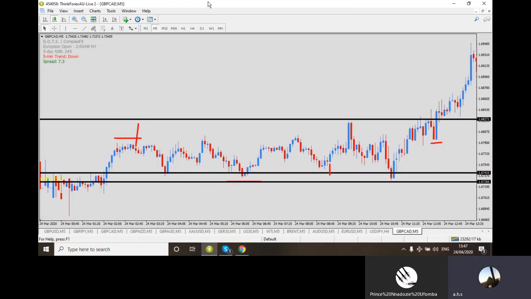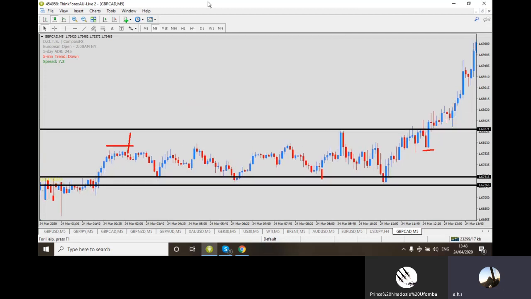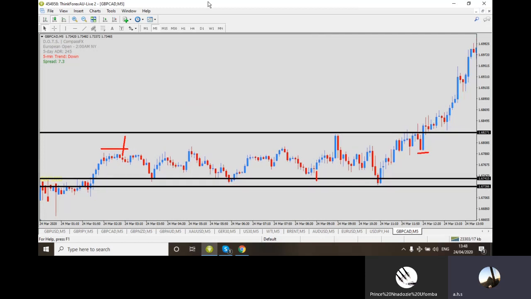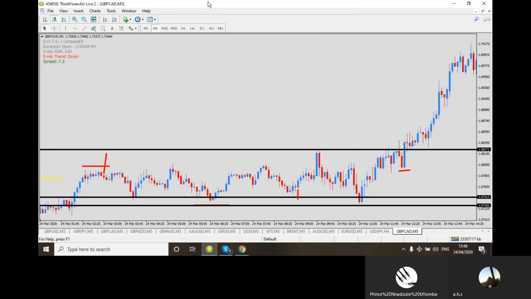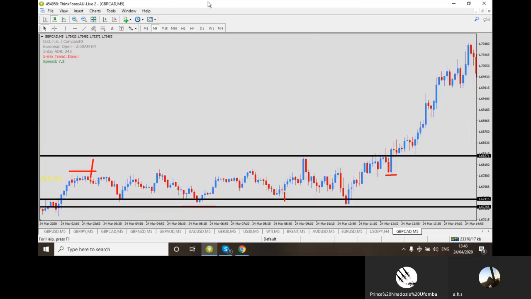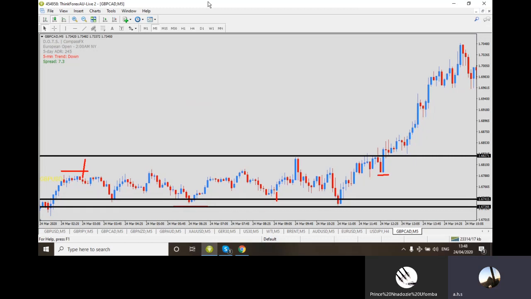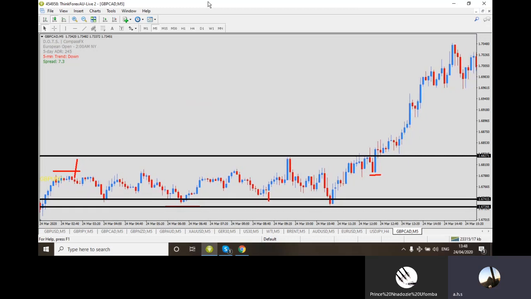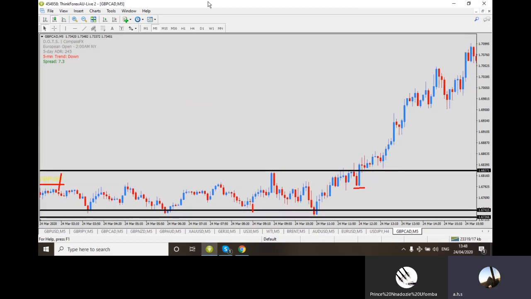Now the tricky thing here is I don't have a resistance level to trade to, so I'm just going to use higher low, higher high to exit the market on this one. The problem is it might just tank. Right, there's a lower high. Nope, it's broken higher.